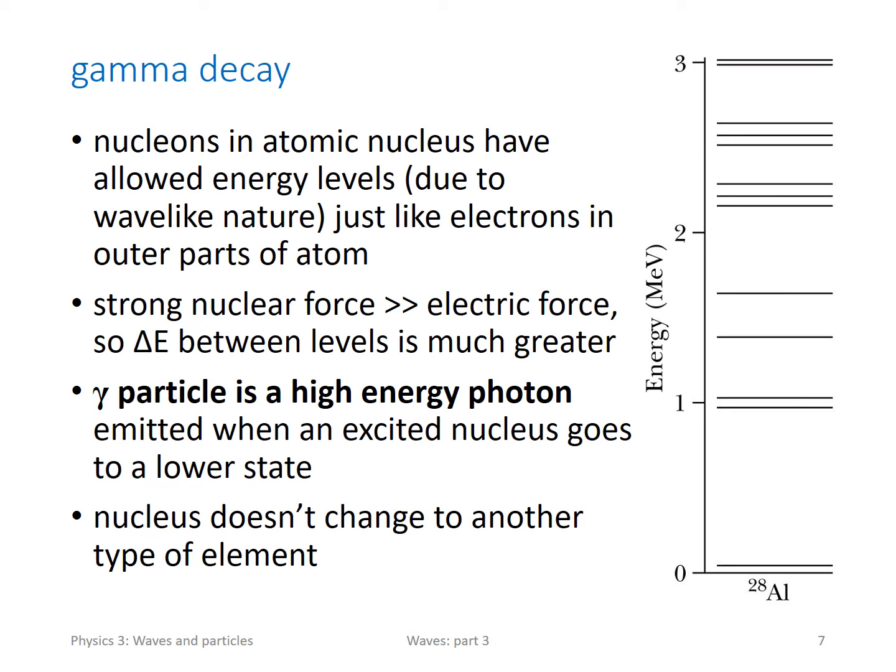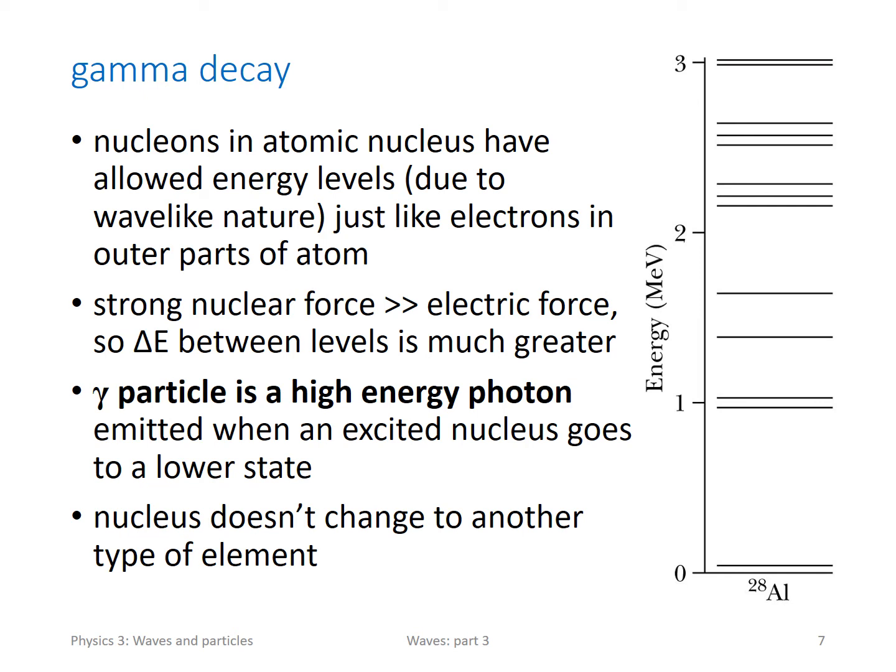So gamma radiation is made up of gamma particles which are just high energy photons. We know that gamma radiation is simply a form of electromagnetic radiation. The photons will have energies in the range of 100 kiloelectron volts or more. So gamma decay doesn't involve a change in the atomic number, so the element doesn't change. It's simply the nucleus changing from one energy state to another, but the element remains the same.